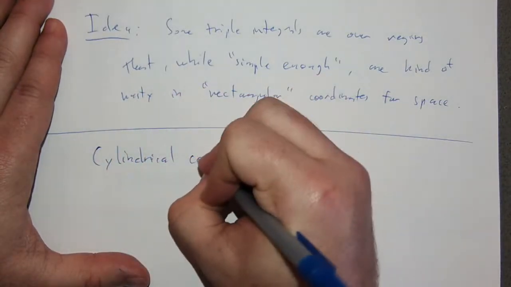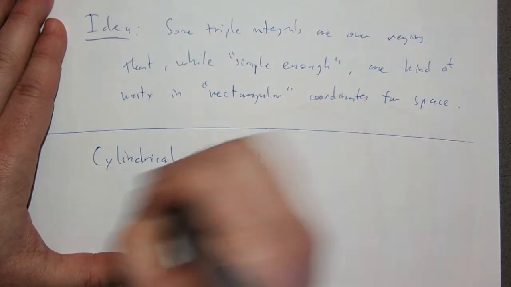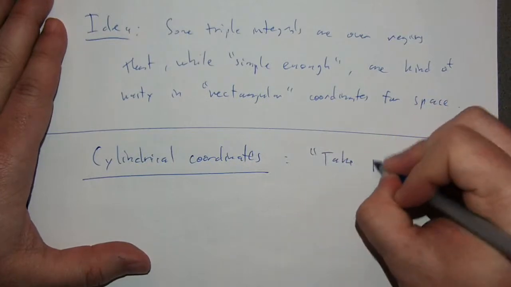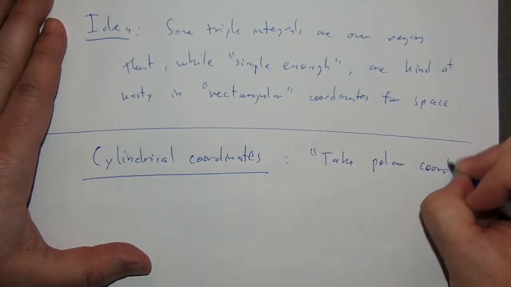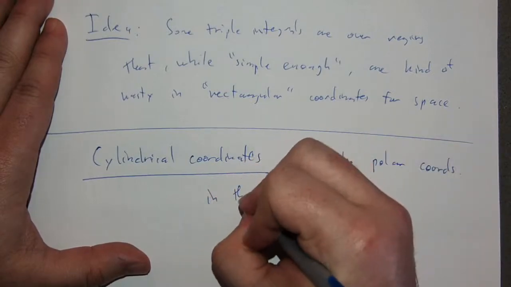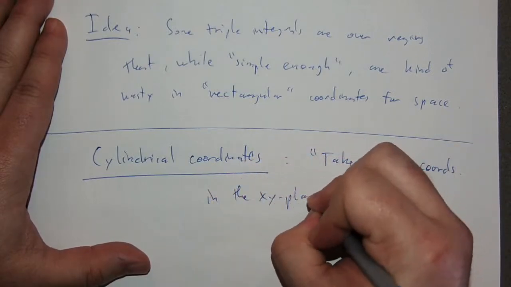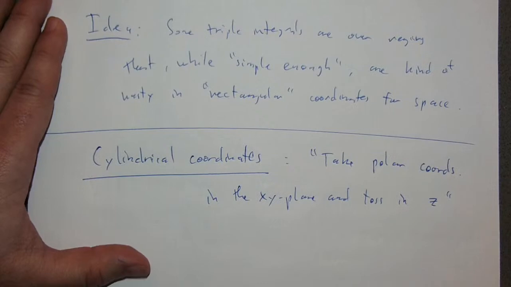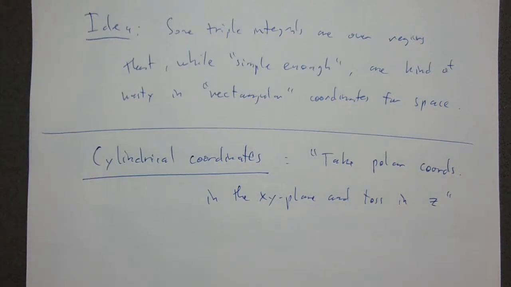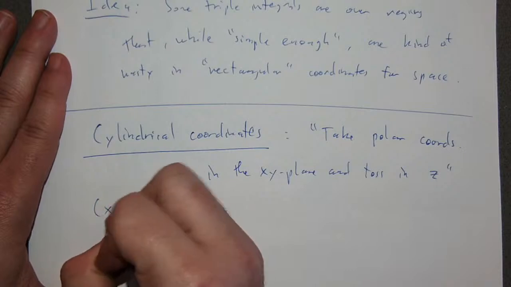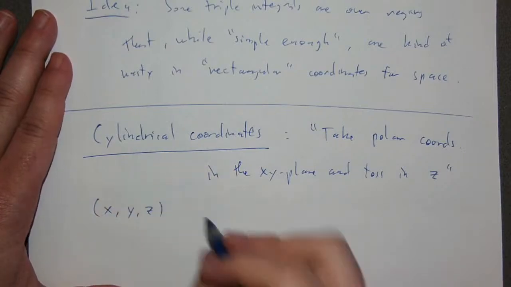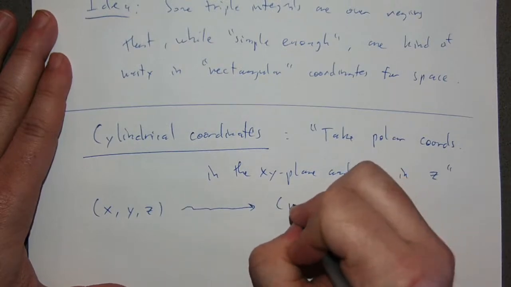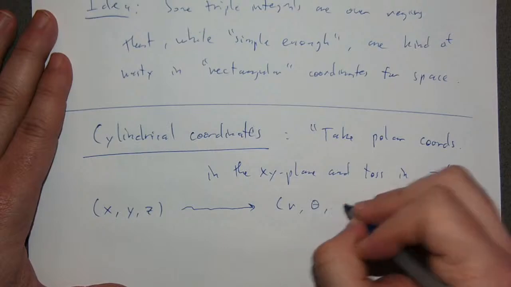So cylindrical coordinates. What is the idea here? The idea is take polar coordinates in the xy plane and toss in z. And so we go from coordinates x, y, z, describing a point in space, to coordinates r, theta, z.